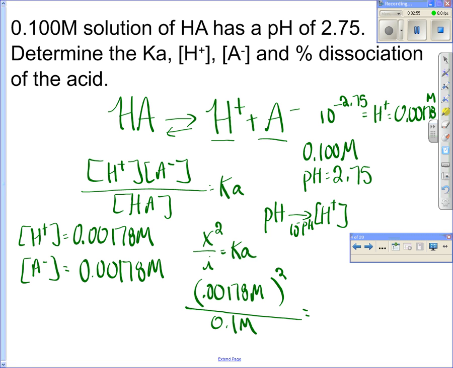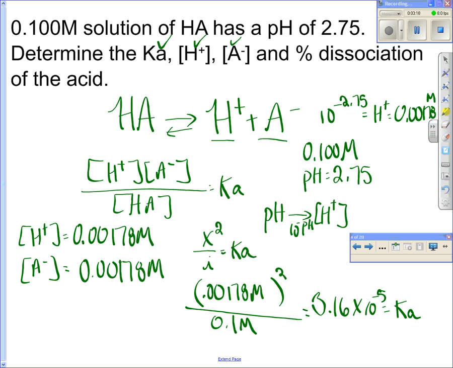I'll give you a second to maybe plug it in. You can pause if you don't want to see it right away. But it's 3.16 times 10 to the minus 5. That's my Ka value. So if we look at the top, I've calculated Ka, H plus, and A minus.